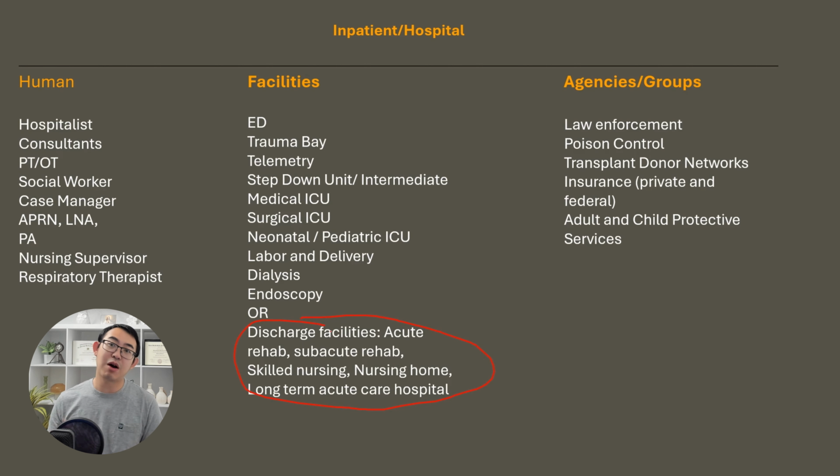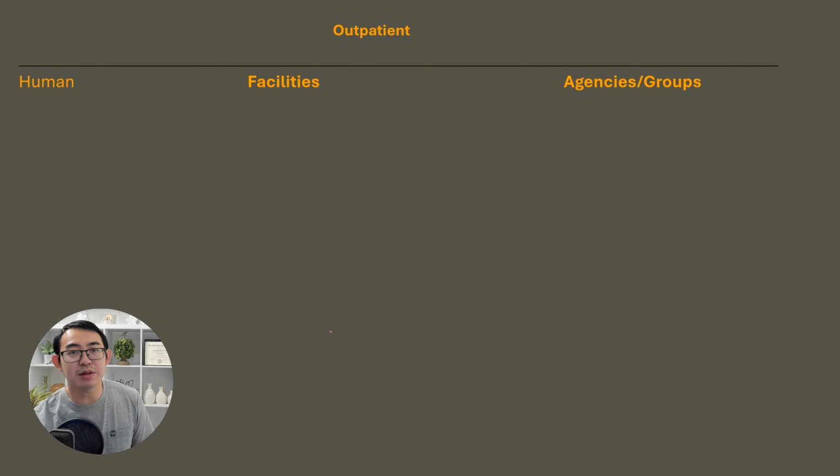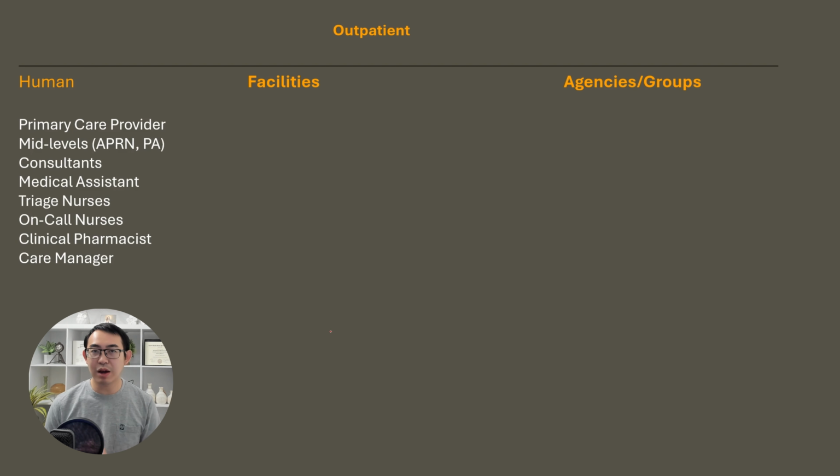The insurance is part of the agencies and the groups that you have to work with if you want to take care of your patients, certainly. And then the adult and child protective services, that's included here as well. Now, what about the outpatient? The outpatients, we have the primary care provider, right?